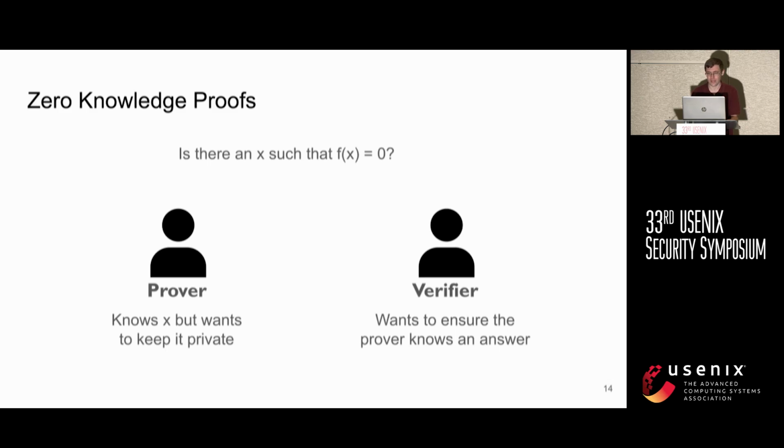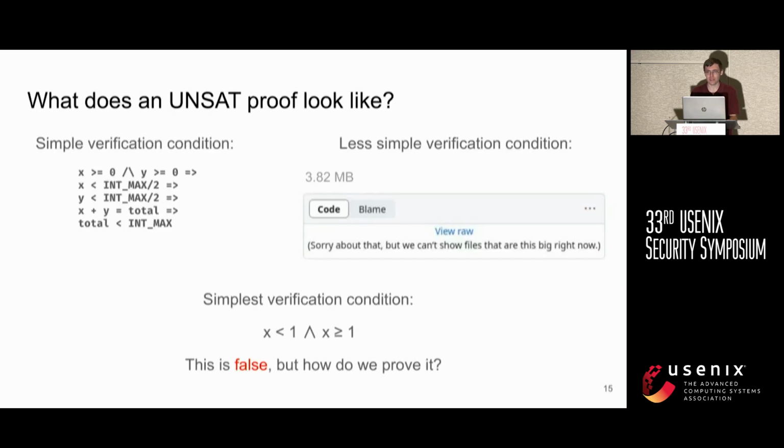The prover knows what x is, but wants to keep it private. The verifier is interested in being convinced that x exists, but wants to make sure the prover isn't cheating. So relating this to our pipeline, f is evaluating the whole pipeline. X is all of those details we wanted to keep private, and the verifier is the third party we want to convince of correctness.